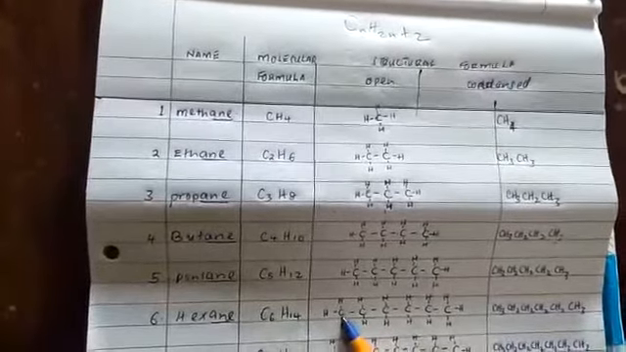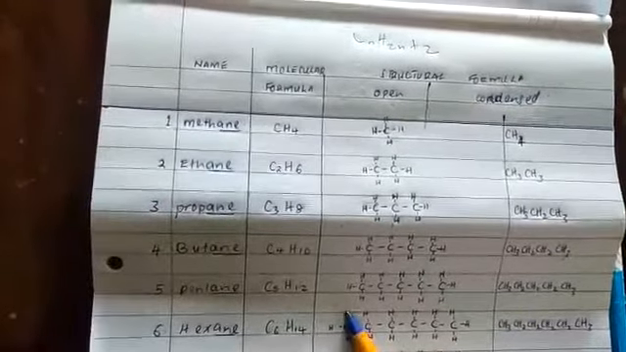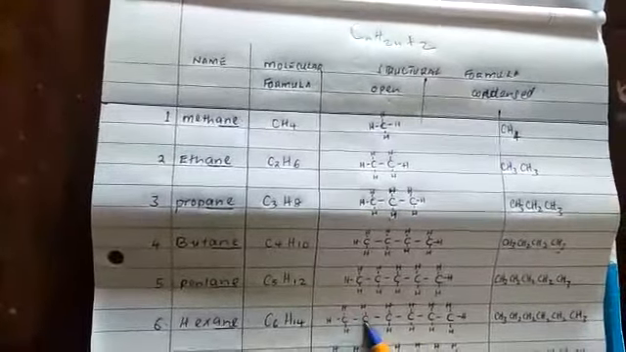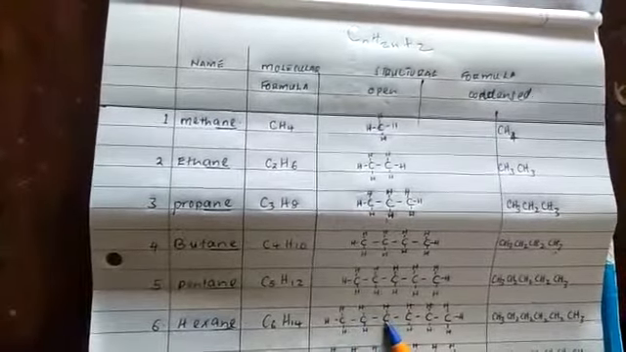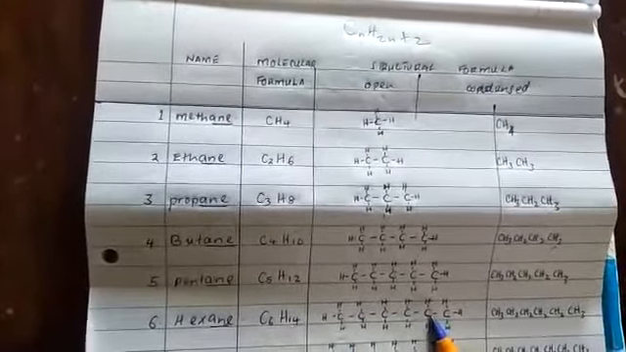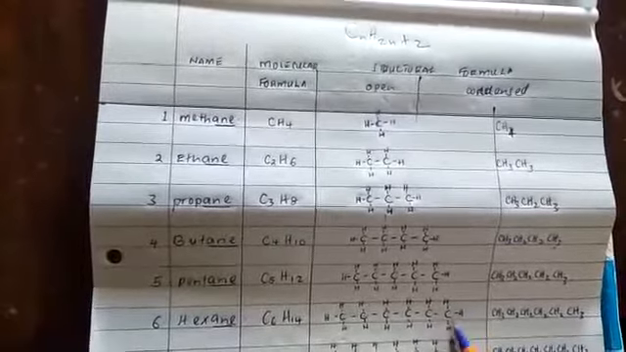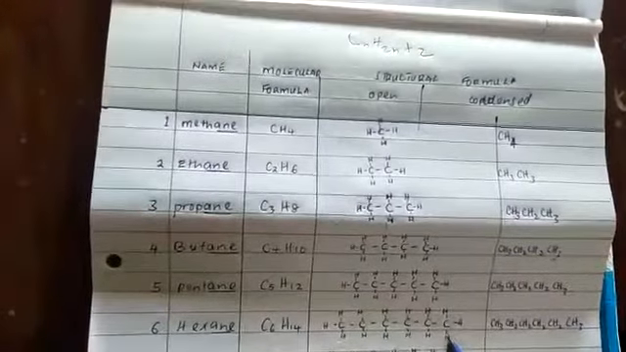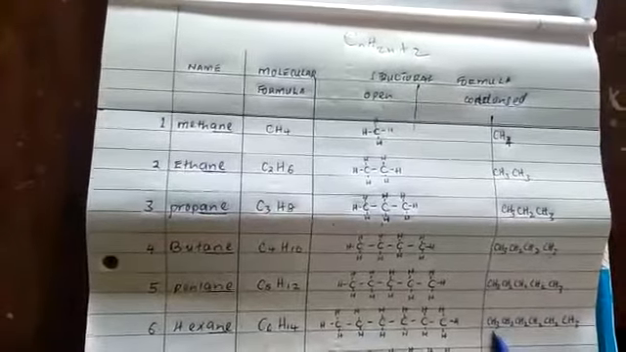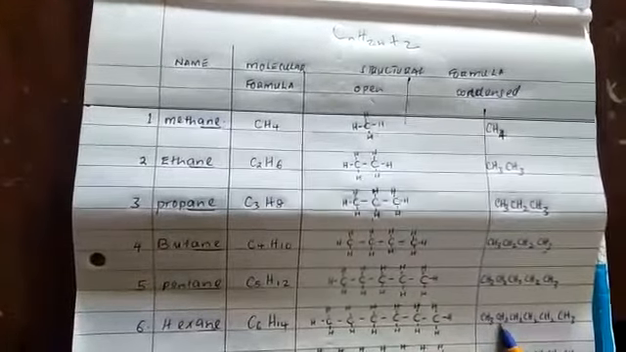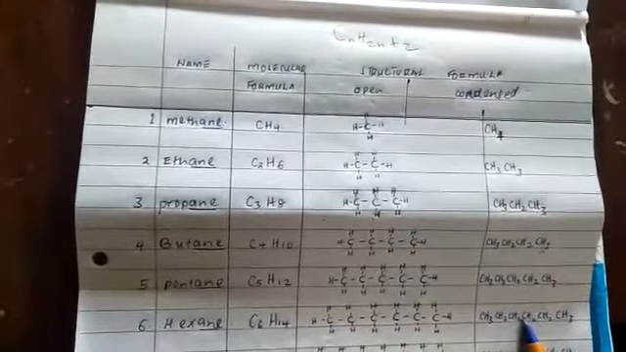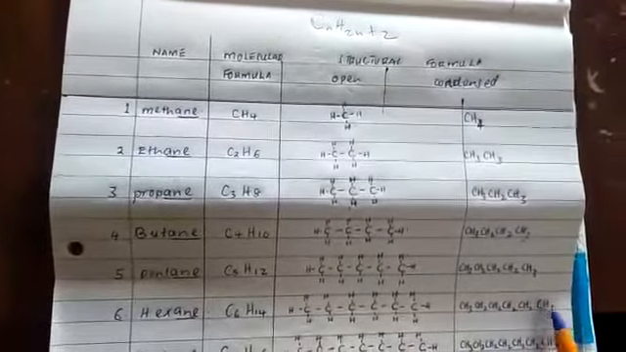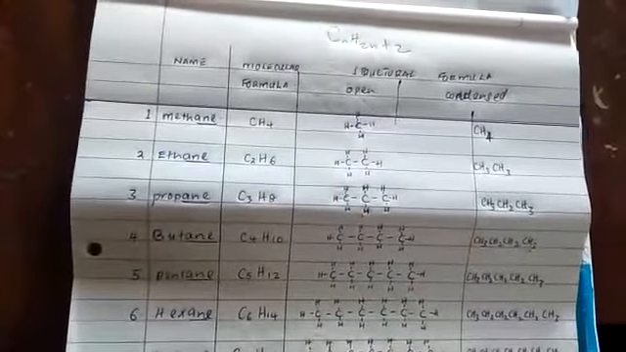The terminal carbon, you put 3 hydrogen. Any carbon in between 2 hydrogen, 2 hydrogen, 2 hydrogen, 2 hydrogen. Then here 3 hydrogen, which can be condensed as CH3, CH2, CH2, CH2, CH2, then at the end CH3. That is alkane number 6.